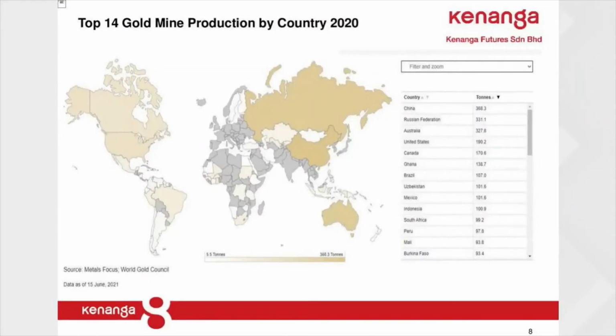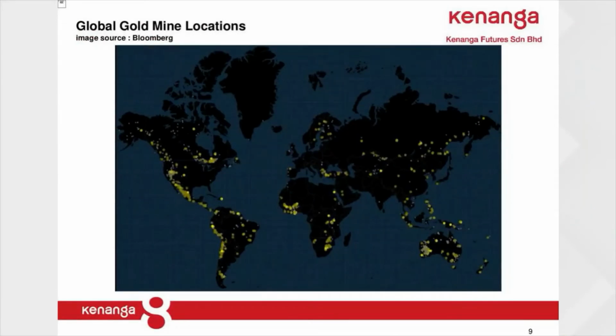And these are basically last year's gold mine production, in fact, based on countries. So as we know, China, Russia, Aussie, and the US are among the biggest in terms of gold mining. And these are the global gold mine locations. This relates back to the previous slide. China, Russia, US and Aussie are the countries that have quite a significant number of gold mining activities.